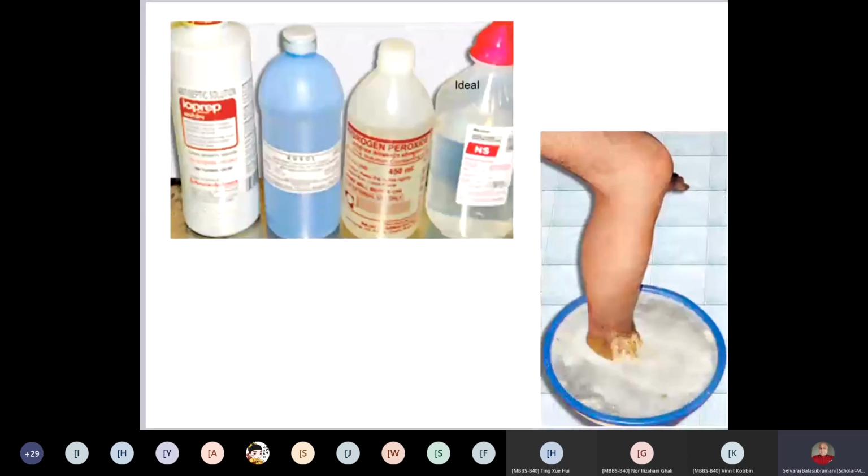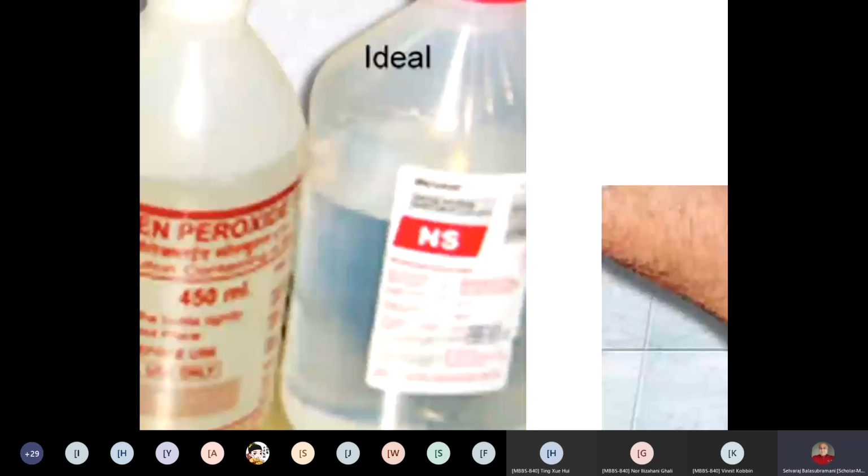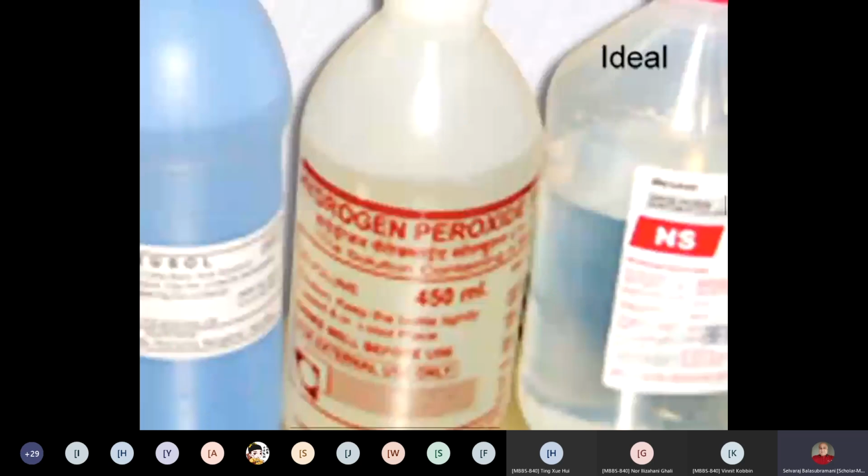This is the dressing you have to do in an ulcer. This I will teach you; I'm not going to ask you anything. The first thing you have to do is use normal saline to clean the ulcer. This is the first thing, you wash the ulcer. The second thing you have to use is hydrogen peroxide. Why are you washing the ulcer with hydrogen peroxide? Can you tell me?